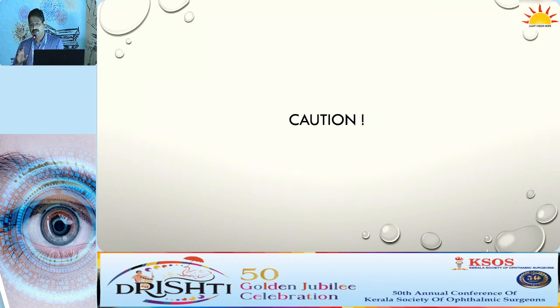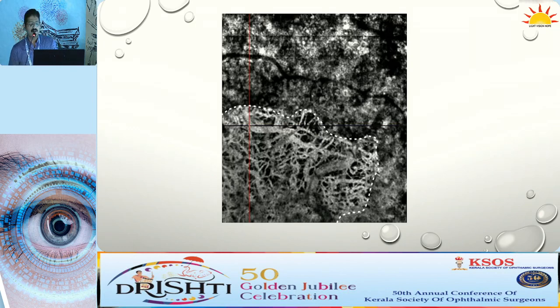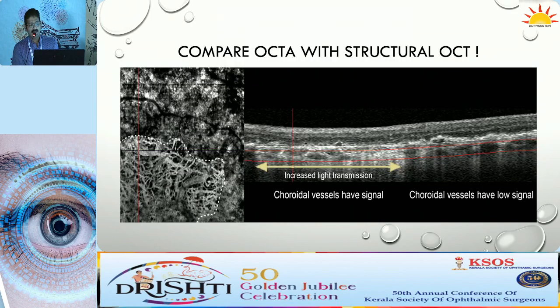Whenever you look at all these OCT images, you should be cautious, because if I look at this NFAS image, I'm very sure most of us will say, oh, there's a very beautiful looking CNVM over here. But if you compare it with the structural OCT, you'll realize that in this region where you see the network, there's hardly any RPE. The RPE has been completely denuded over there. So increased light transmission happens, and you see much more signal picked up. So what you're seeing as a CNVM over here is not CNVM. Basically, it's the choroidal vessels.